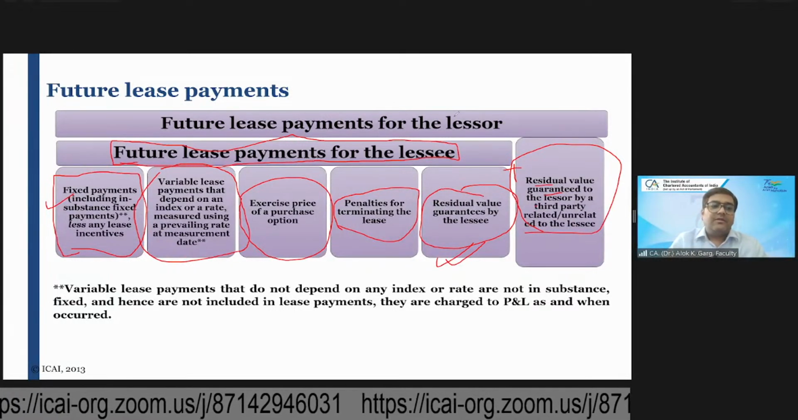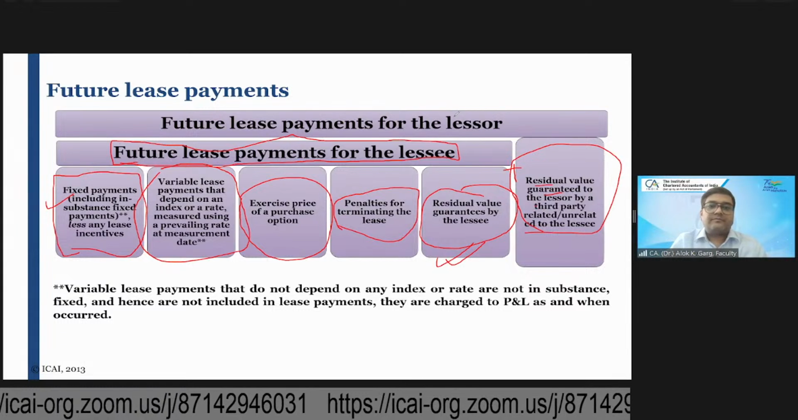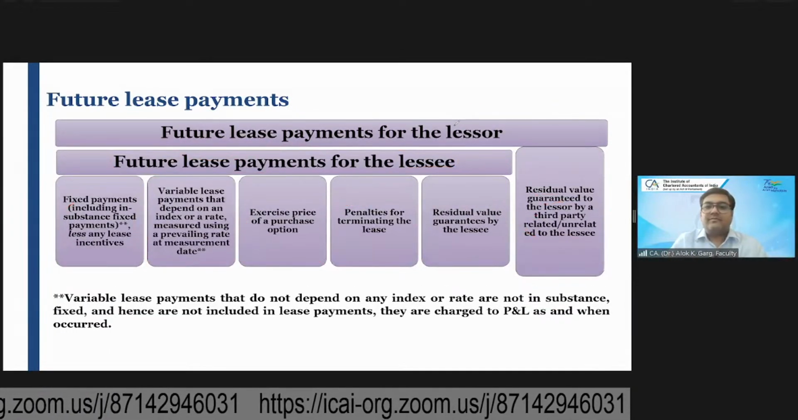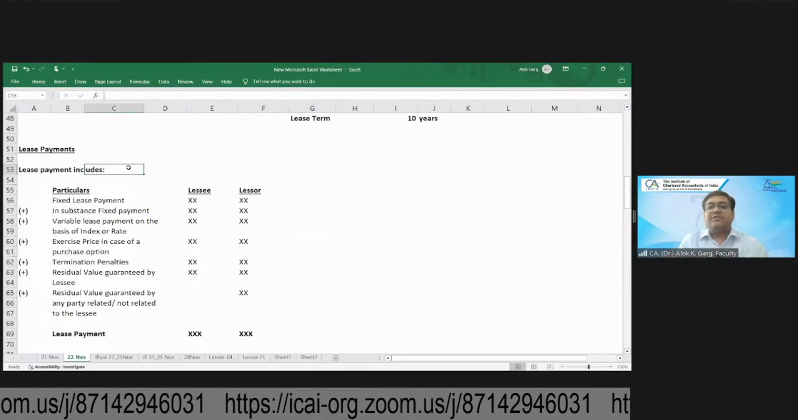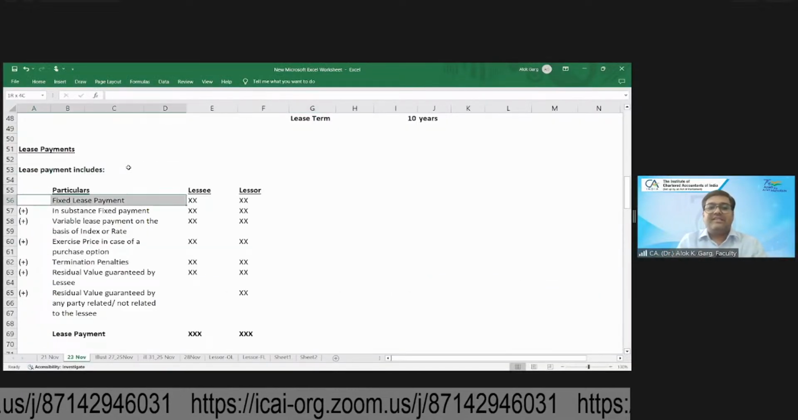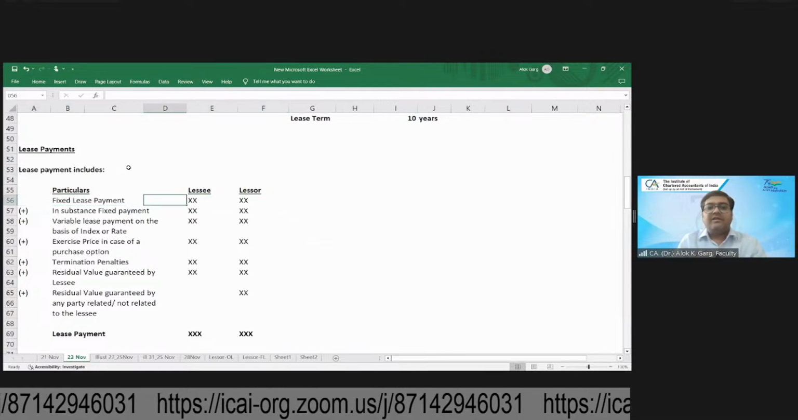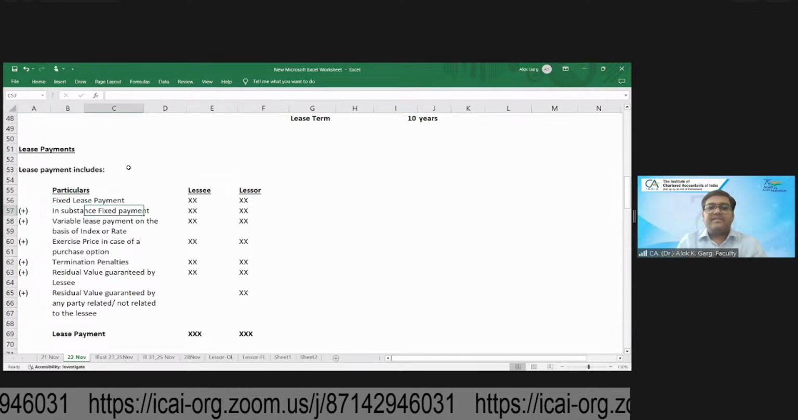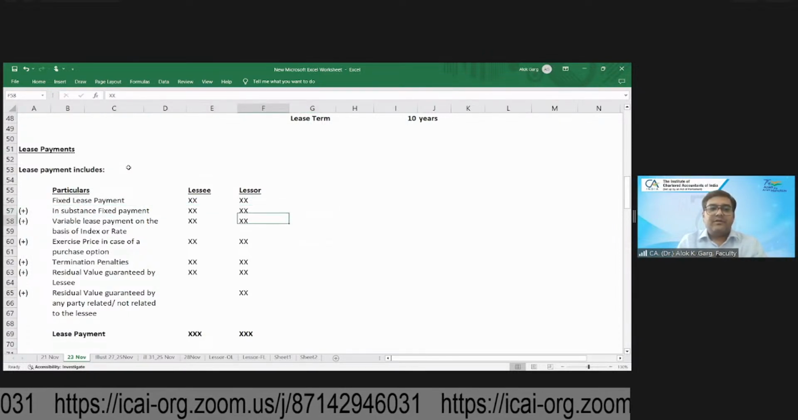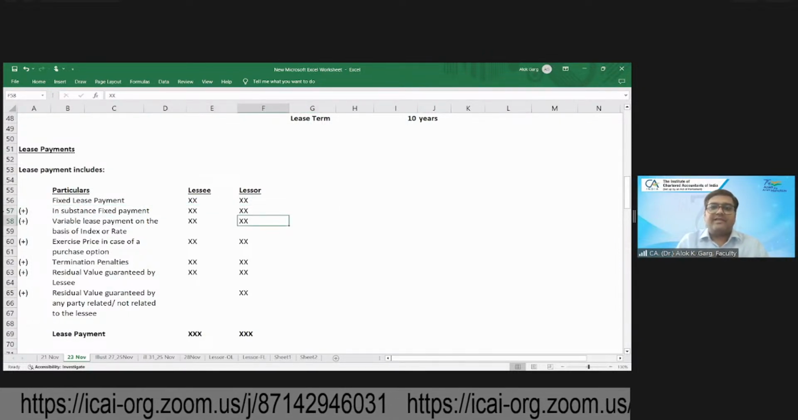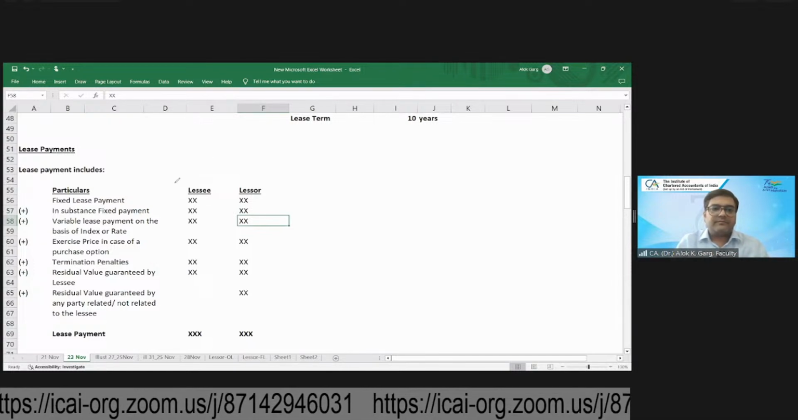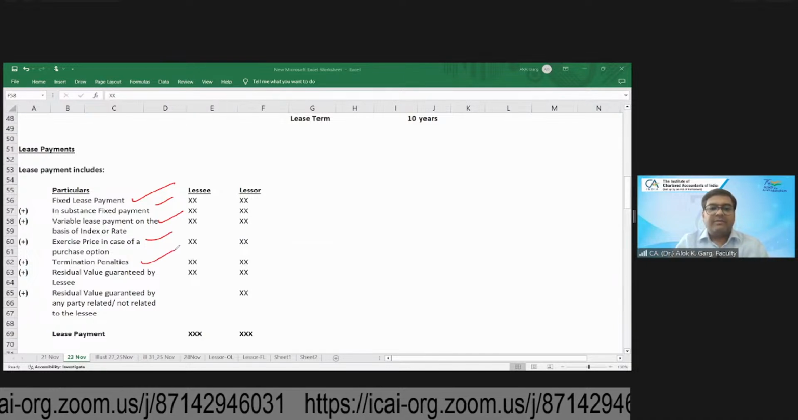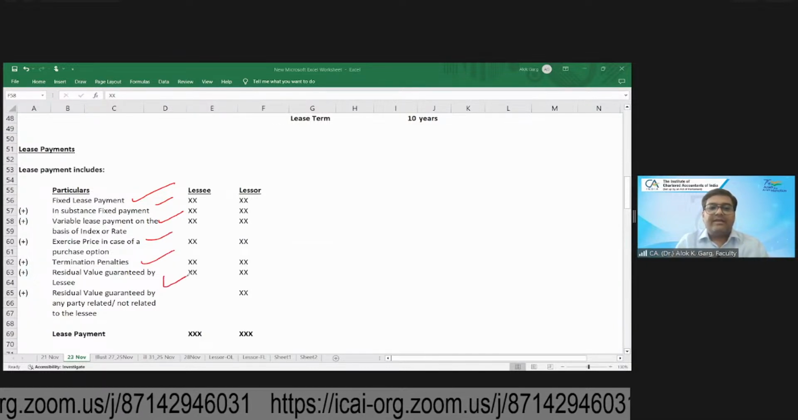This is the only difference between the lessor and lessee lease payments. Correct? So let me take you to the Excel file where I've already shown you. The same file I'm using, which I showed in the last batch. Lease payments include fixed lease payment from the lessee and lessor perspective. If you are computing from the lessee perspective, this will be covered. From the lessor, this will be covered. In substance fixed payment, variable lease payment on the basis of an index or a rate, exercise price of a purchase option, termination penalties, residual value guarantee.